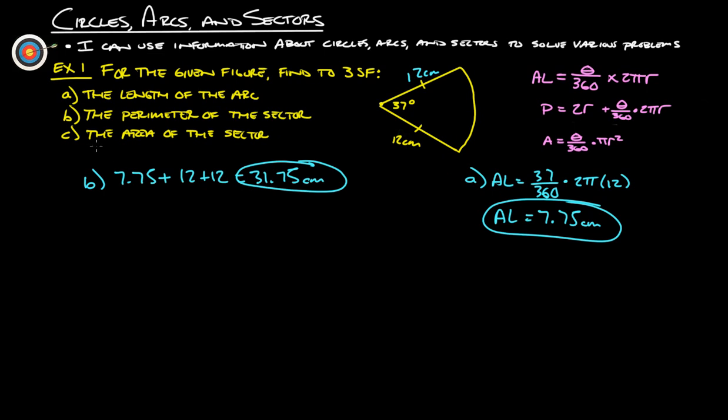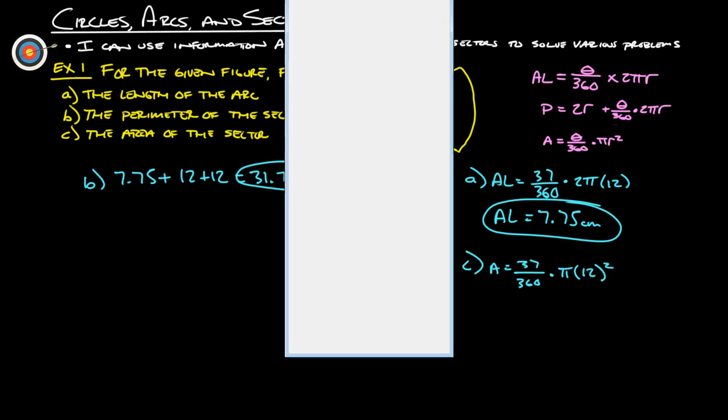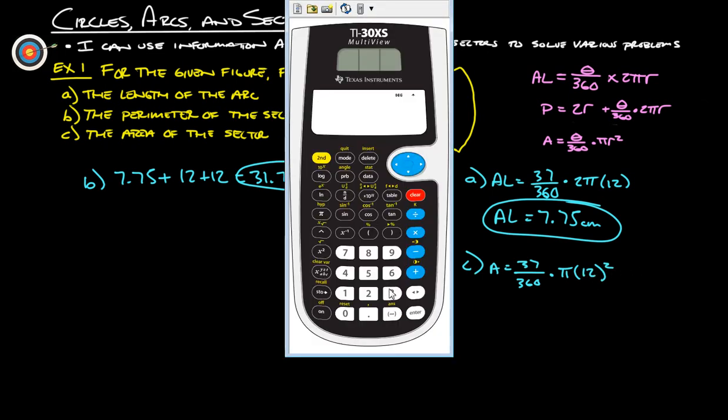Okay, and then part C, the area of the sector. So our area formula, area is going to equal the angle measure, so that's our 37 divided by 360 times pi times the radius squared. Okay, so again, just put all that stuff in and away we go.